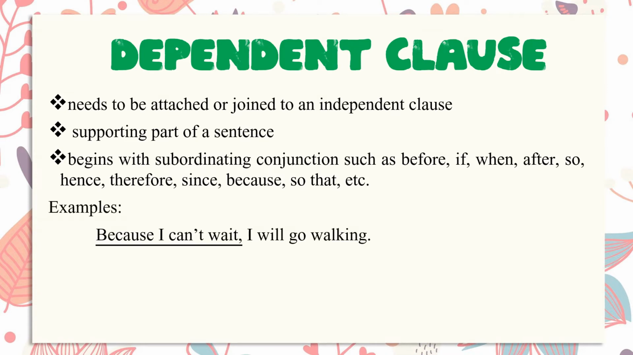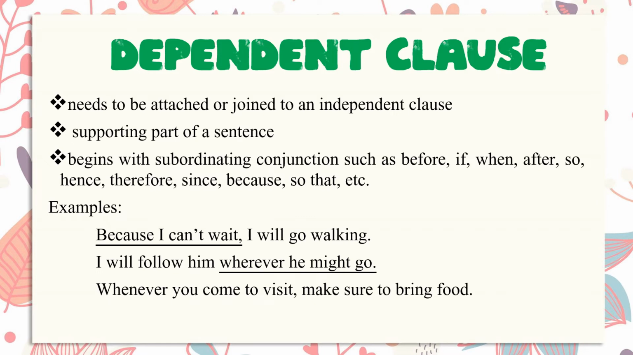For example, because I can't wait, I will go walking. The underlying group of words is an example of dependent clause because it starts with the subordinating conjunction because, and it is attached to an independent clause which is I will go walking. Number 2, I will follow him wherever he might go. The underlying group of words is also an example of a dependent clause because it starts with a subordinating conjunction wherever. Whenever you come to visit, make sure to bring food. Which one do you think is the dependent clause in this statement?